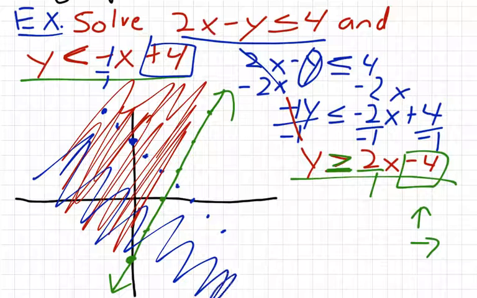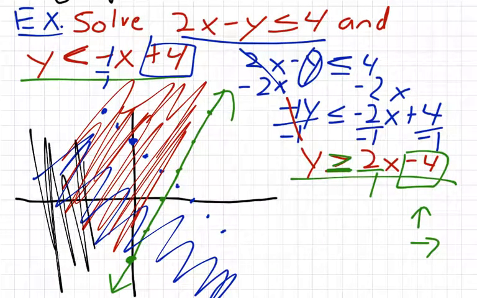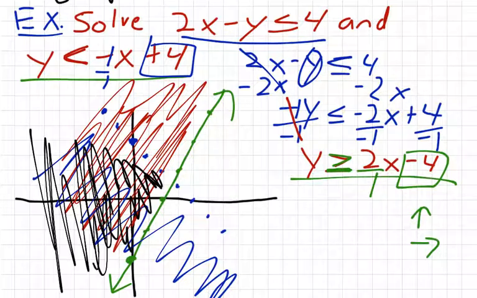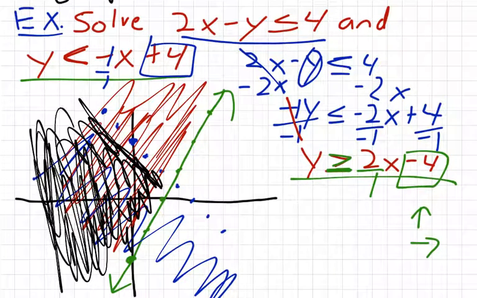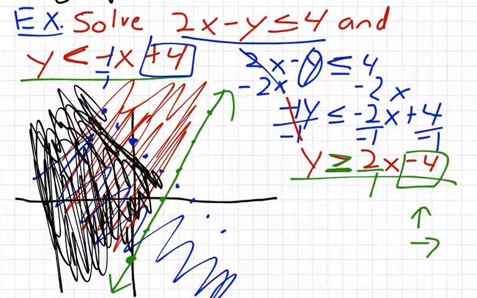Now where did those two shadings intersect? I'm going to shade that all in black. You can see right here is where those shadings intersected. So you can just darken that in with your pencil on your graph paper, and that's going to be the solution to these two inequalities. And that wraps it up.